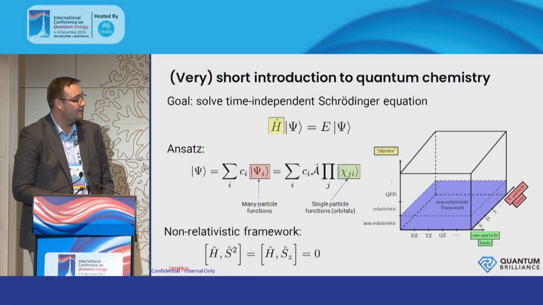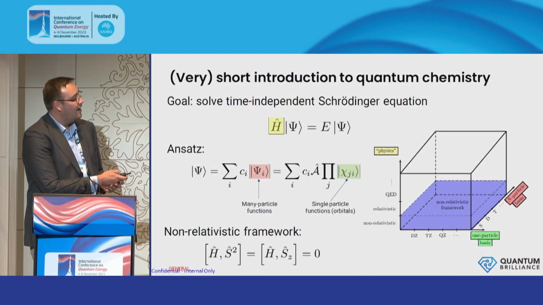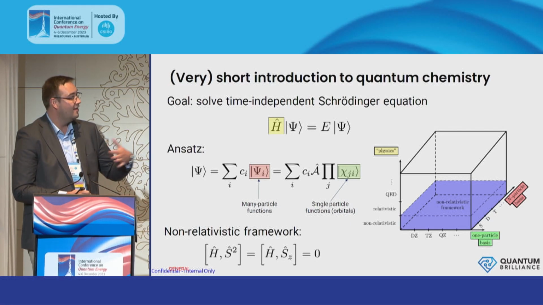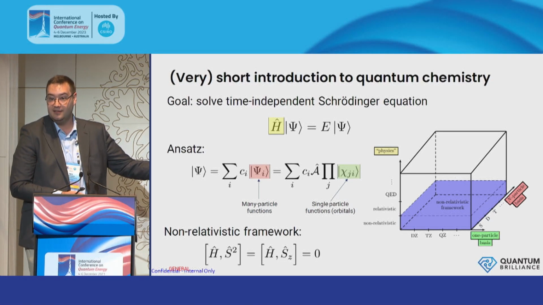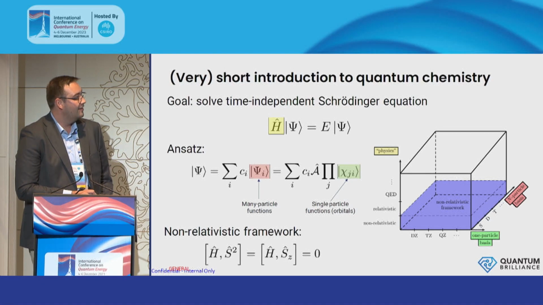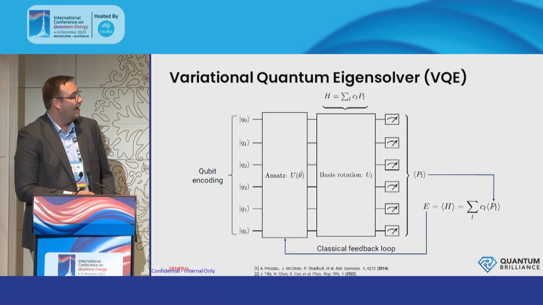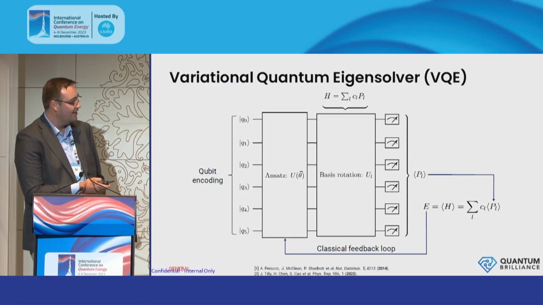A natural way for quantum computing to attack this problem is by finding approximations, or finding good representations of these linear combinations of many-particle functions by using superimposed bit strings representing these individual many-particle states. The usual way forward, the state-of-the-art approach that was out there, is the so-called variational quantum eigensolver. I'm sure you've all seen that once or twice, so let's make this quick.